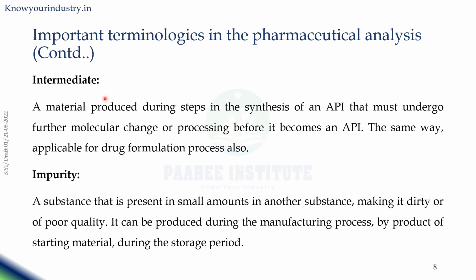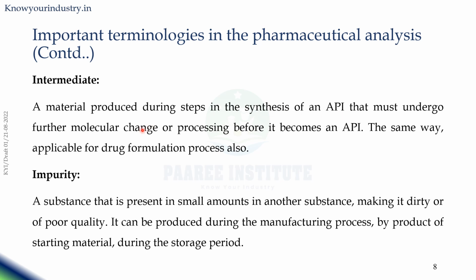Now what is an intermediate? A material produced during steps in the synthesis of an API that must undergo further molecular change or processing before it becomes an API. The same applies to drug formulation also. So before we get the finished API, active pharmaceutical ingredient, we can get an intermediate.